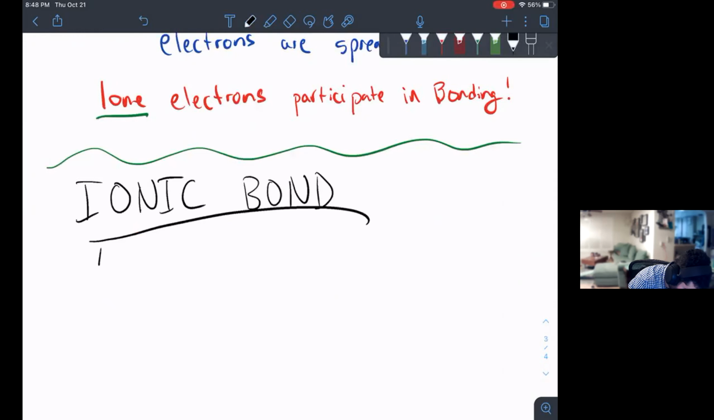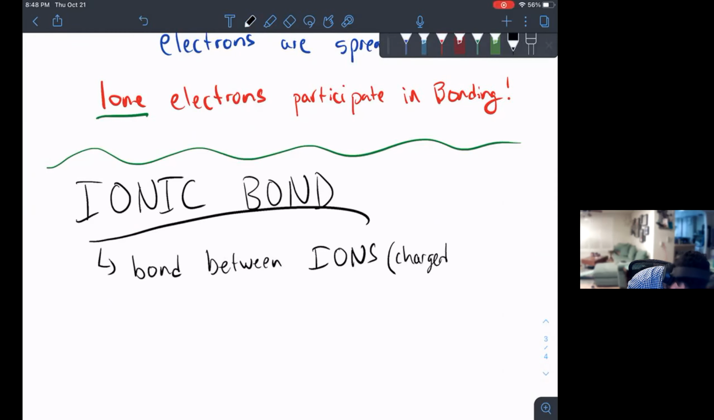First thing, a dumb definition. An ionic bond is a bond between ions. Remember, ions are charged atoms. So any atoms that have a difference in protons and neutrons. So if we're going to define this even further, protons does not equal electrons. I've been saying neutrons. Protons does not equal electrons, therefore there is a charge.